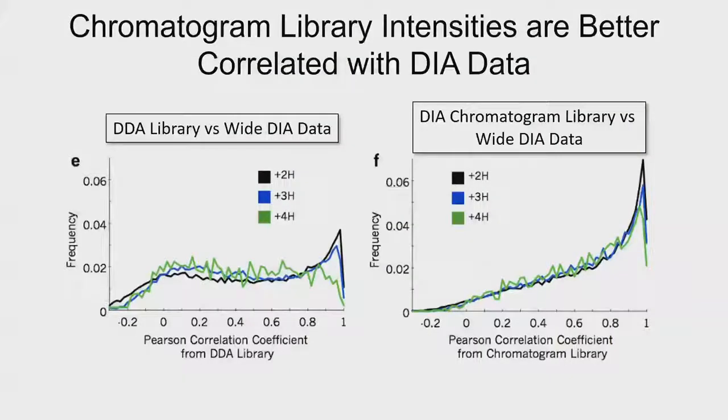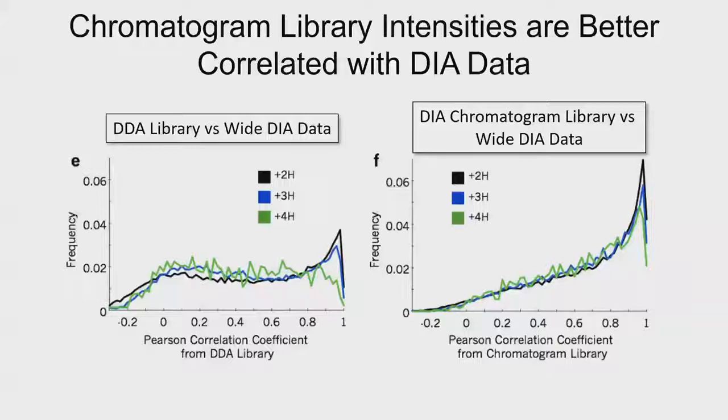Also, I'll point out that the improvement of the DDA library versus the wide DIA data, which I showed before on Tuesday, is not a very good measure, especially when you go to different charge states. But if you actually use the chromatogram library, most of the correct peptides tend to be down on this right-hand side. You tend to get a much better match of the chromatogram library to the wide DIA data.